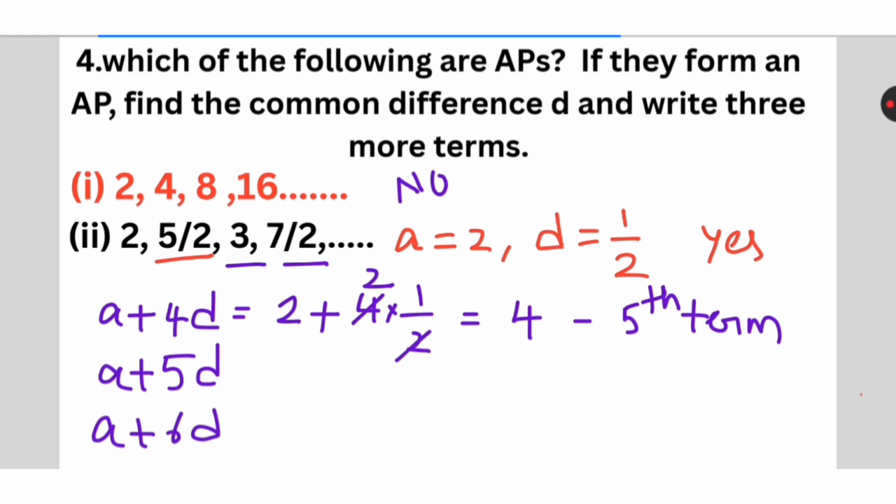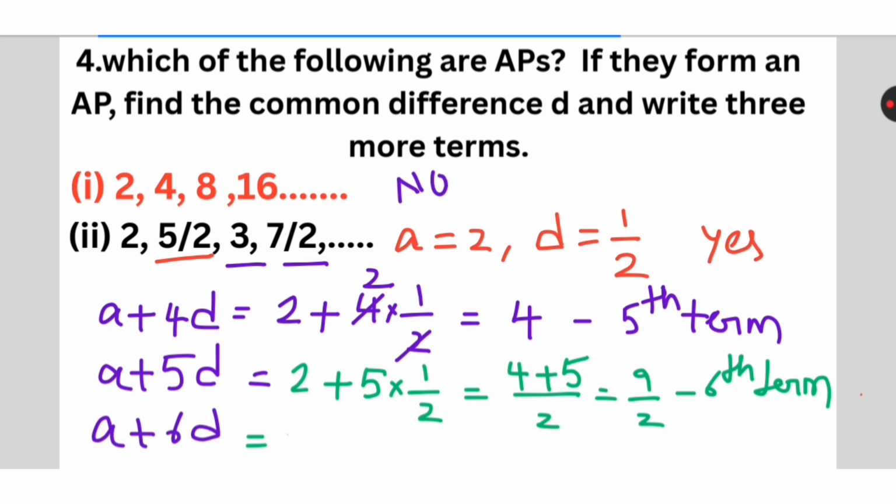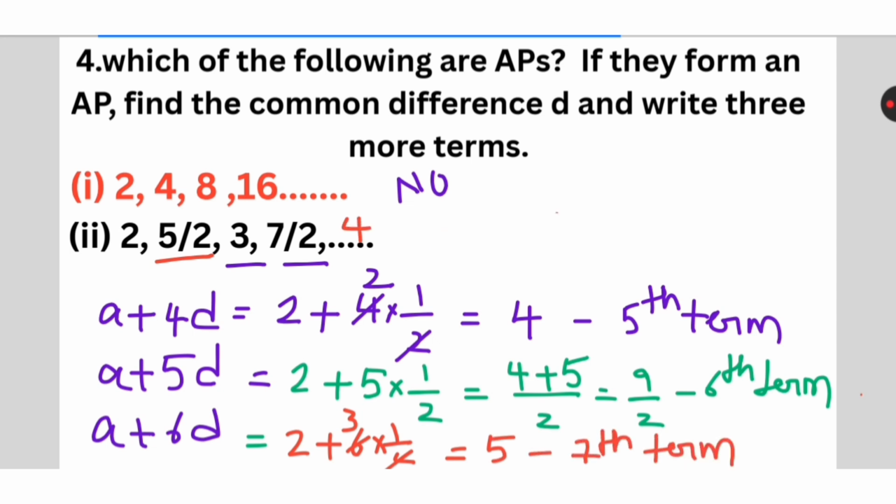Let's see the 6th term, which is A, 2, plus 5 times D, where D is 1 by 2. If we take LCM 2 here, we are going to get 4 plus 5, which is 9 by 2. That is our 6th term. A is 2 plus 6 times D, which is 1 by 2. If we cancel 2 and 6, we are left with only 5. That is our 7th term. So 4, 9 by 2 and 5 are the other 3 more terms. Let's see another question.